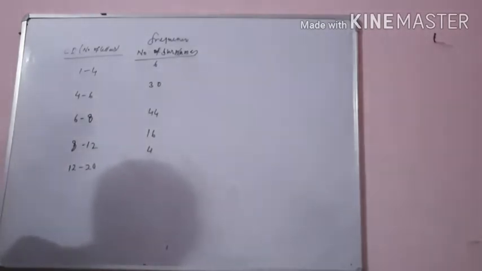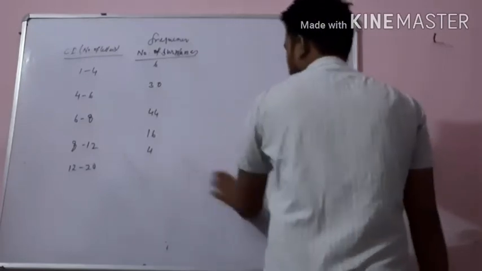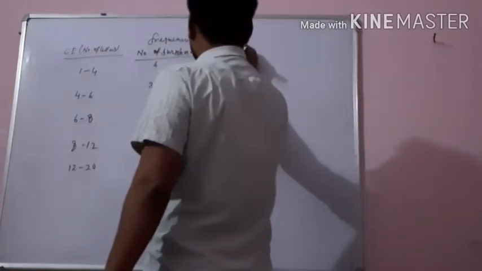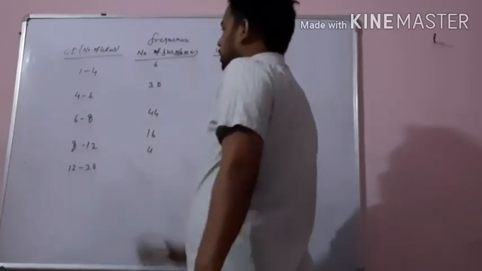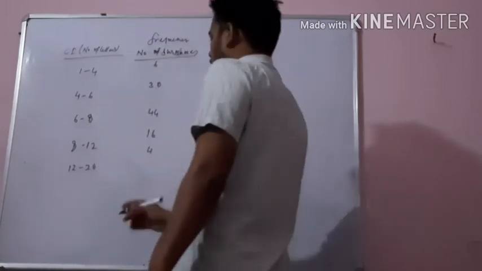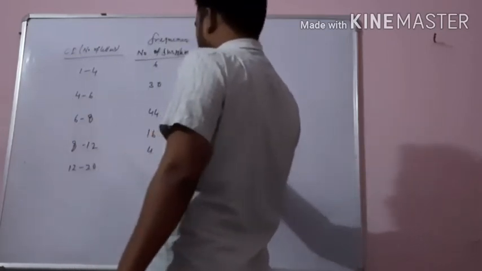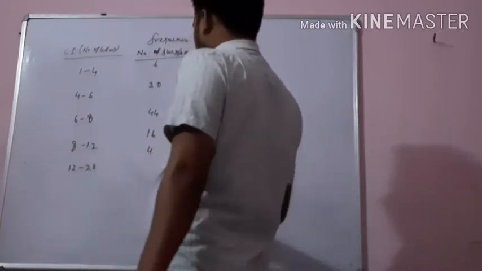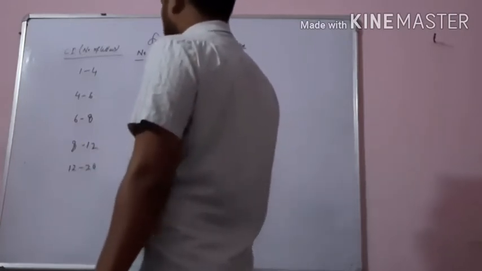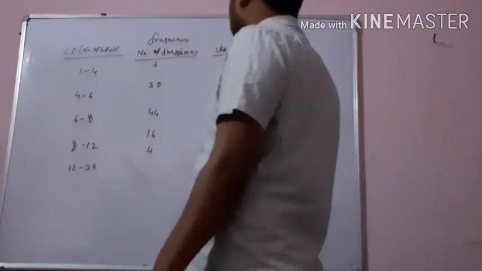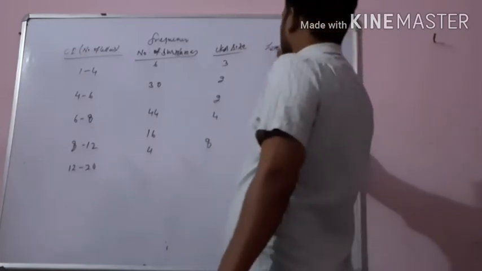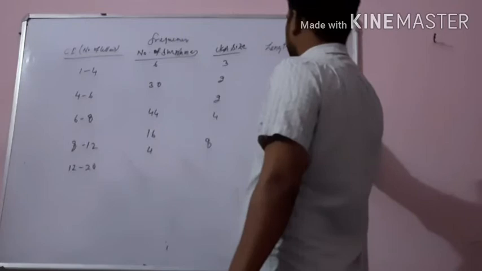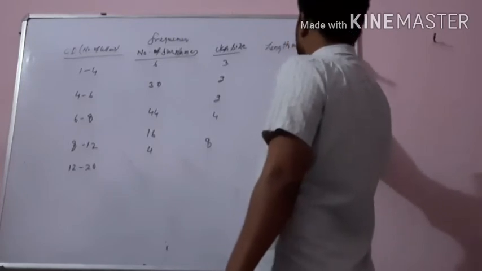Now first we will find the length of rectangle here. For that, first of all we will find the class width or class size. That is 4 minus 1, which gives 3. 6 minus 4 is 2. 8 minus 6 is 2. 12 minus 8 is 4. 20 minus 12 will be 8. Now the length of rectangle.